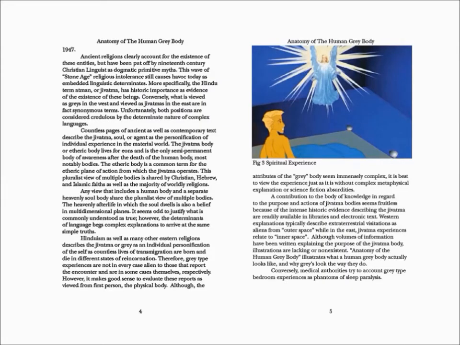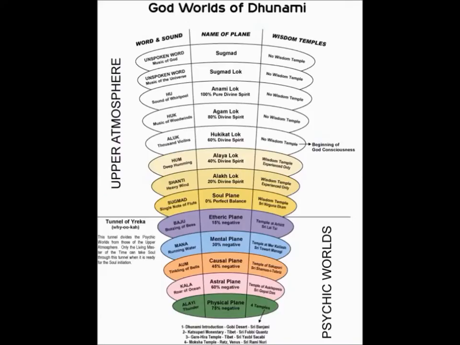Hinduism, as well as many other Eastern religions, describe the jivatma, or gray, as an individual personification of the self, as countless lives of transmigration are born and die in different states of reincarnation. Therefore, gray-type experiences are not in every case alien to those that report the encounter, and are in some cases themselves, respectively. However, it makes good sense to evaluate these reports as viewed from the first person, the physical body.